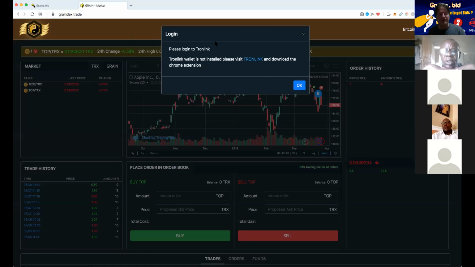So now this is graindex.trade. This is for the gold grain coin. It is the exchange that is not launched yet, right? It is working as of about last Friday, meaning that the functionality is there, we fixed everything that wasn't quite working right.